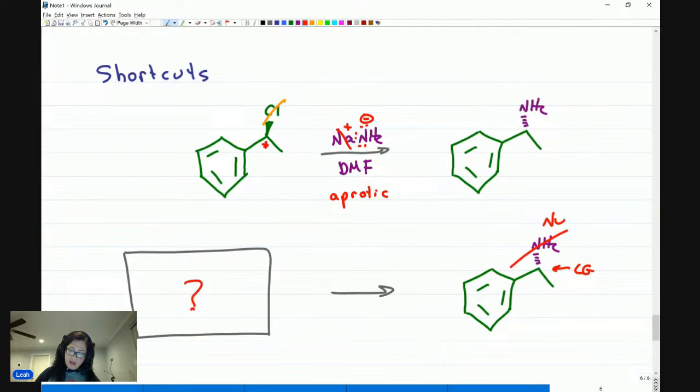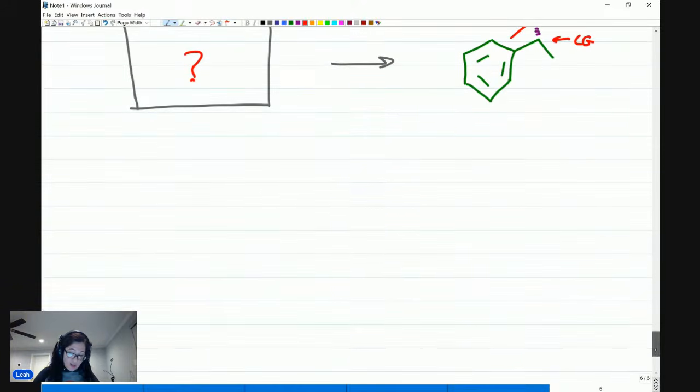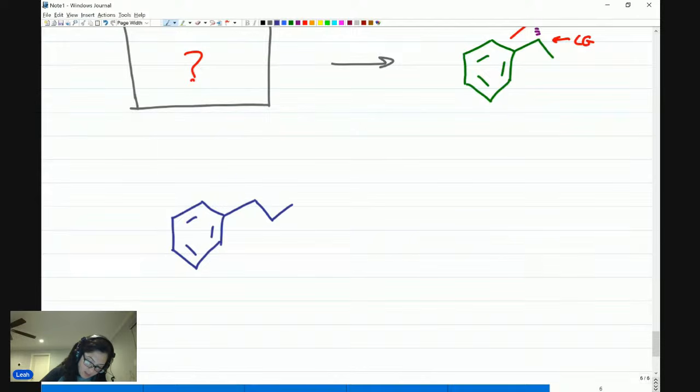SN2 was not hard. But do you want to see the shortcut for E2? Especially when we have the option for so many products, and let's say you're asked to only draw the major product. How do you know which one? Why am I drawing the same molecule? Let's draw something more complicated. Let's put a ring, and then a couple more carbons here, and then we'll put a chlorine right there.